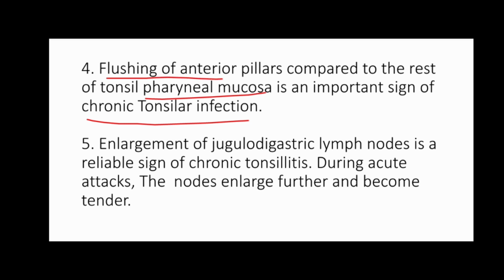And enlargement of the jugulodigastric lymph node is a reliable sign of chronic tonsillitis. In chronic tonsillitis also, there is an enlargement of the jugulodigastric node. During acute attacks, the nodes enlarge further and become tender. In acute, tenderness is present, but in chronic there is just enlargement of the jugulodigastric node.